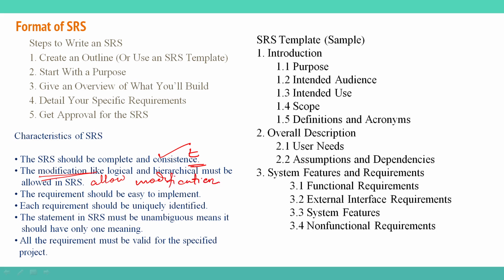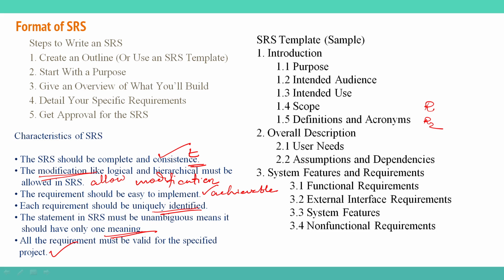Then the requirement should be easily implemented, that is achievable എന്ന് നമ്മൾ പറഞ്ഞു, achievable ആയിരിക്കണം എന്ന് പറഞ്ഞു. Each requirement should be uniquely identified. Everything should be uniquely identified. അതുകൊണ്ടാണല്ലോ ഞാൻ എപ്പോഴും പറയുമ്പോൾ R1 R2 എന്നിങ്ങനെ പറയുന്നത്. Then the statement in SRS must be unambiguous, meaning it should have only one meaning. So everyone should get the same meaning for one statement. All the requirements must be valid for the specified project. ആ particular projectന് valid ആയിട്ടുള്ള കാര്യങ്ങൾ മാത്രമായിരിക്കണം അതിൽ വരേണ്ടത്.